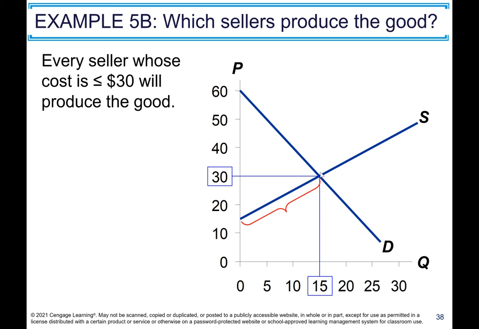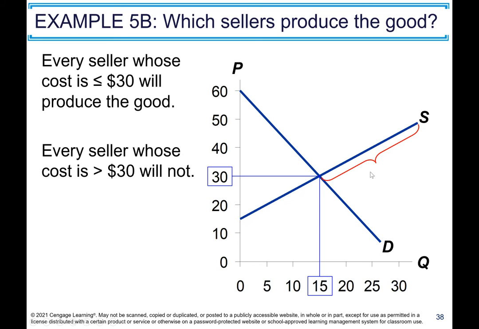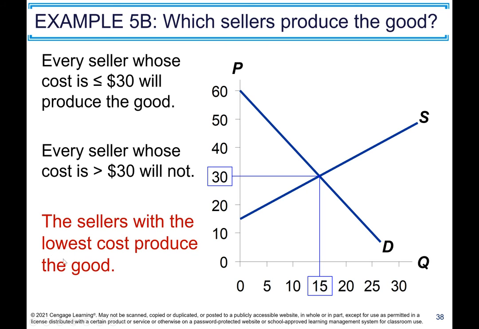Every seller whose cost is equal to or less than $30 will produce the good, on the supply curve right there. Every seller whose cost is greater than $30 will not. The sellers with the lowest cost produce the good.